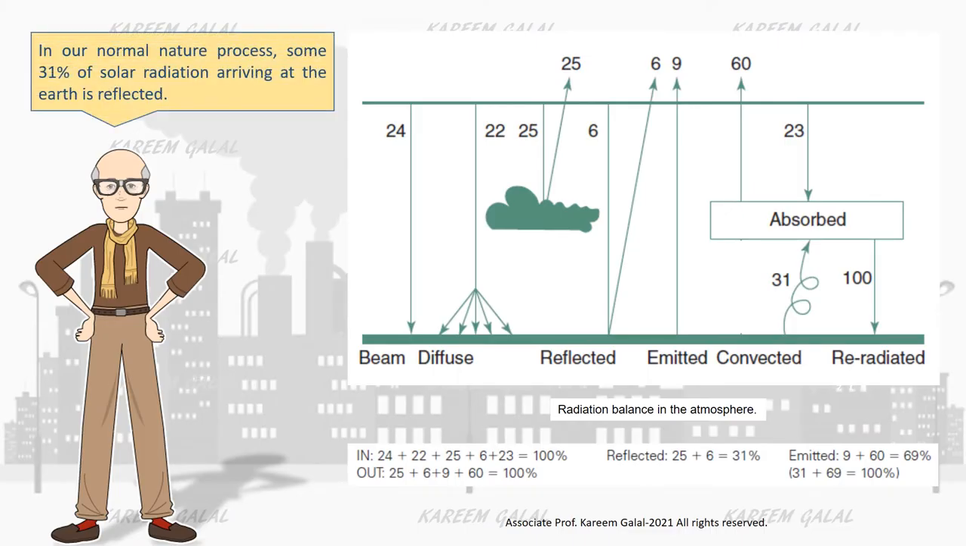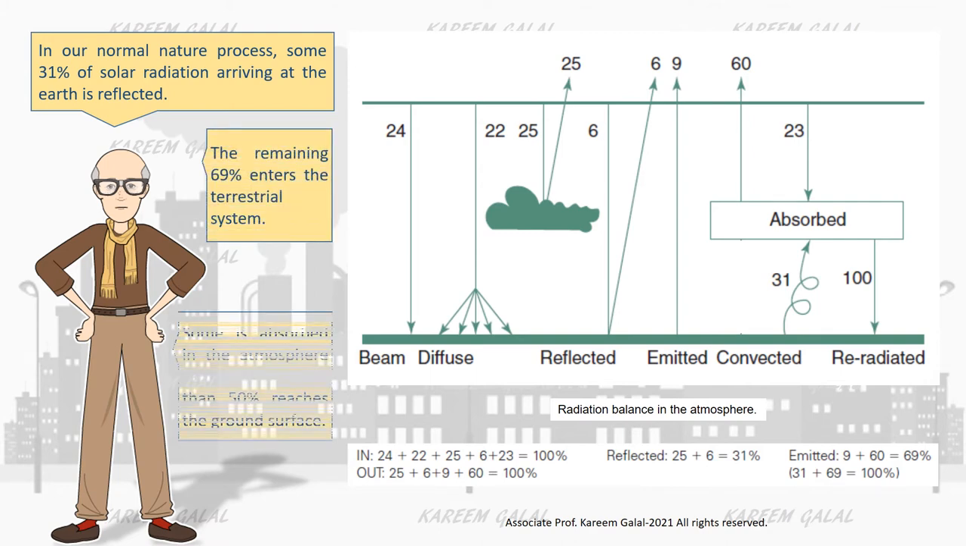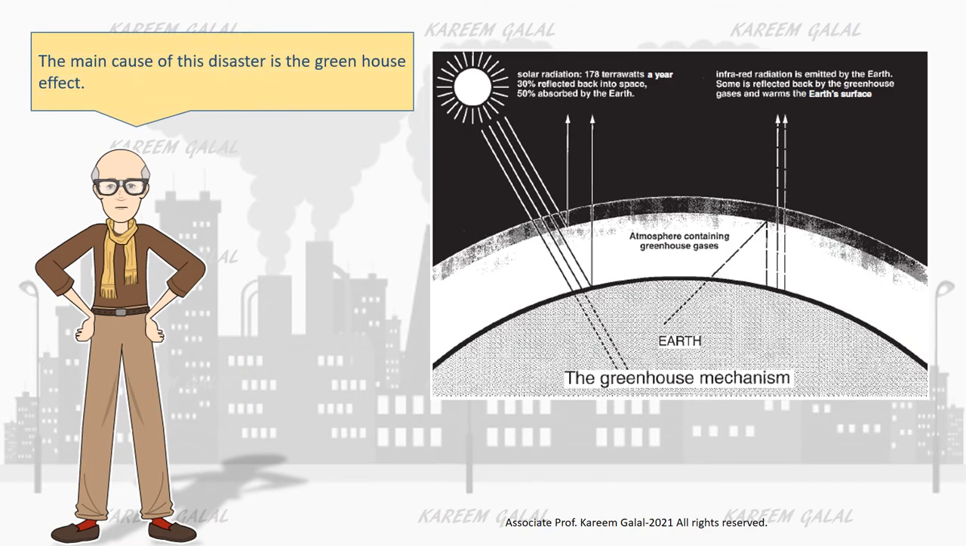In our normal nature process, some 31% of solar radiation arriving at the Earth is reflected. The remaining 69% enters the terrestrial system. Some is absorbed in the atmosphere and a little more than 50% reaches the ground surface. The main cause of this disaster is the greenhouse effect.